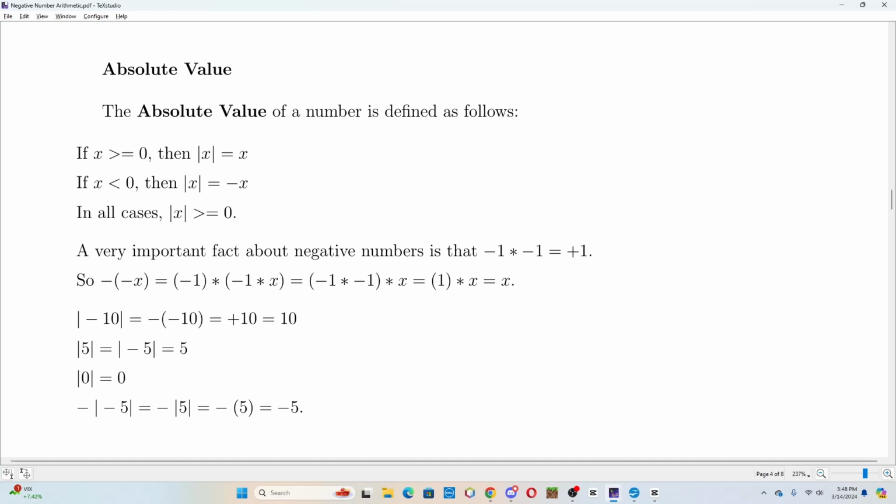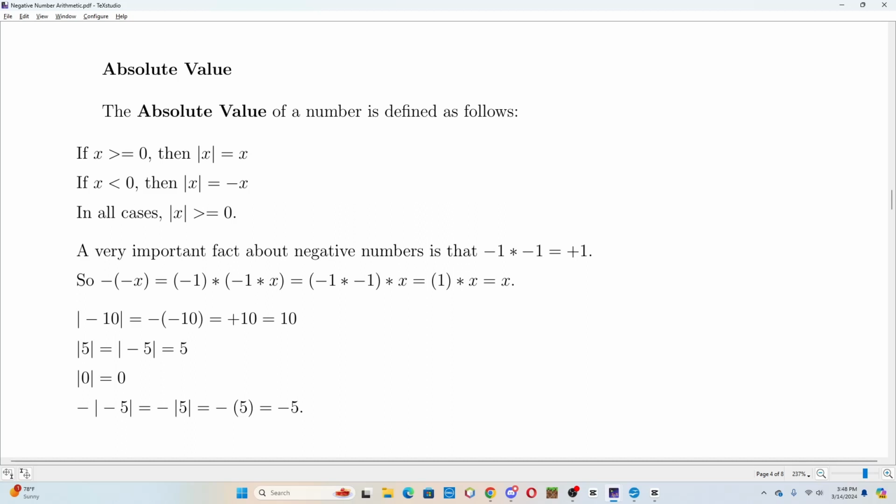Absolute values. The absolute value of a number is defined in the following way. If a number is 0 or positive, then the absolute value is itself. If a number is negative, then the absolute value is the minus of itself. The absolute value of all numbers is greater than or equal to 0. Since minus 1 times minus 1 is equal to plus 1, we get that the minus of minus x equals x. This leads to equations such as the absolute value of minus 10 is equal to 10.